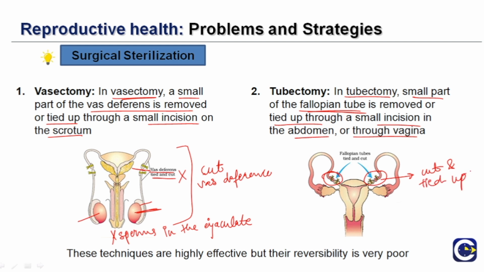So both the protocols have the same mechanism or the same principle. One of the most important organs for gamete formation or for the movement of gametes is basically cut and tied up. So these techniques are highly effective, 100% effective, but their reversibility is very poor. Therefore, it should be only and only used by the individuals who do not want to have kids at all, or who do not want to have any further kids.